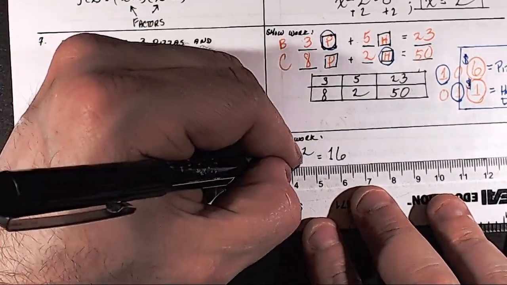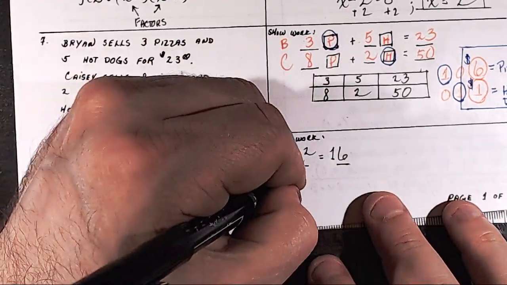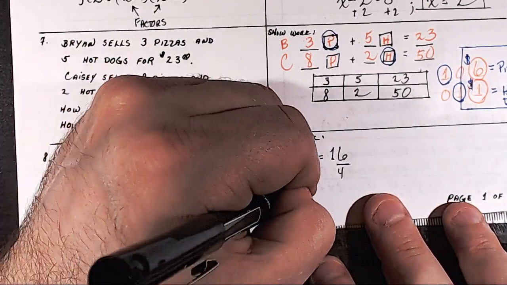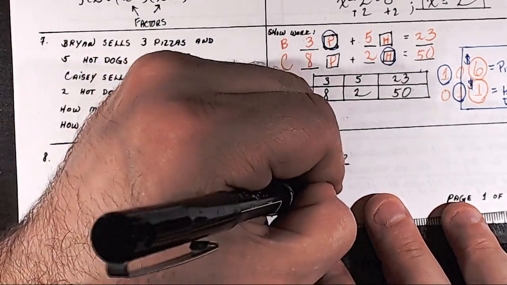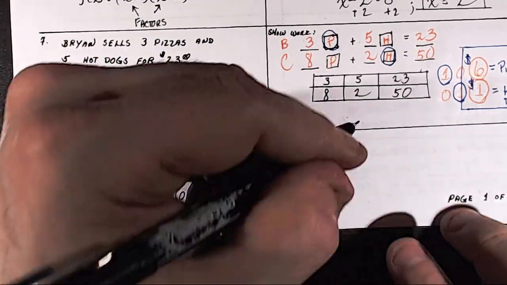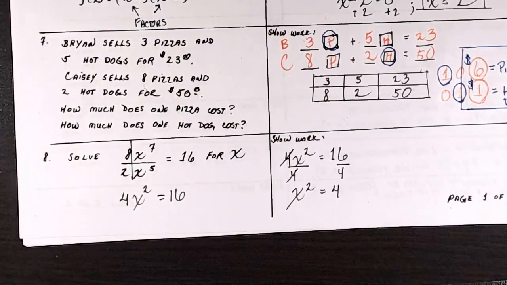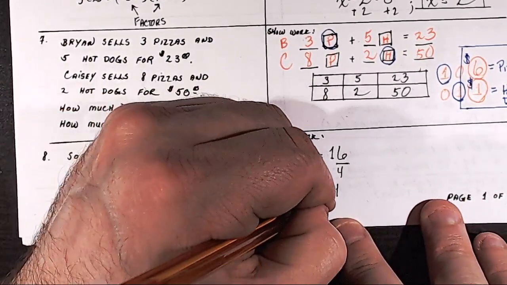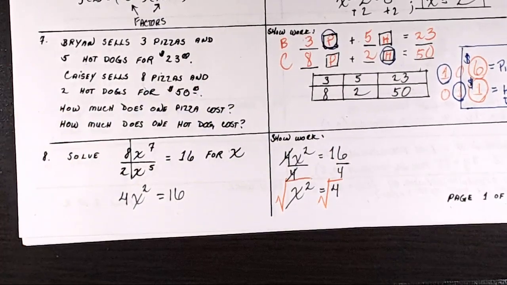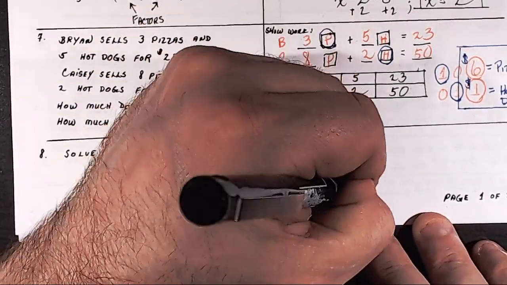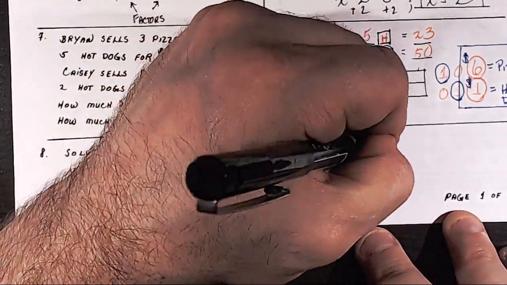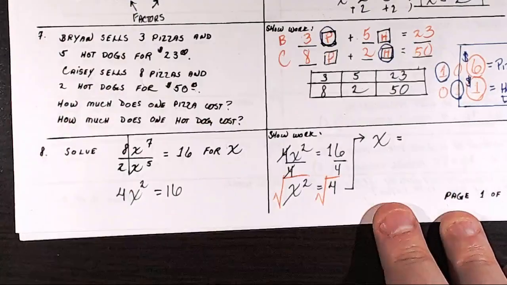So because 4 is multiplied by x squared, I'll divide both sides by 4. And that will cancel out the 4 on the left side, leaving x squared by itself. And x squared equals 16 divided by 4. 16 divided by 4 is 4. And now, if I want to get rid of the x squared, I take the square root of both sides.